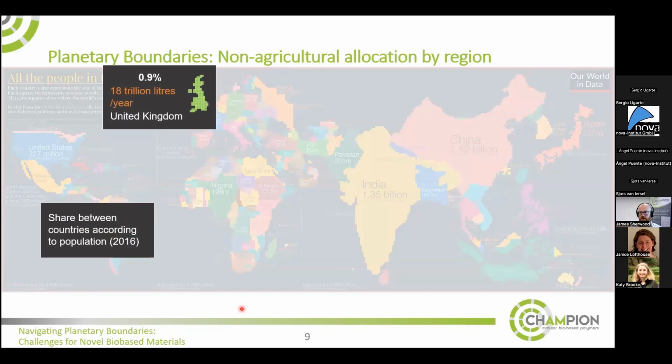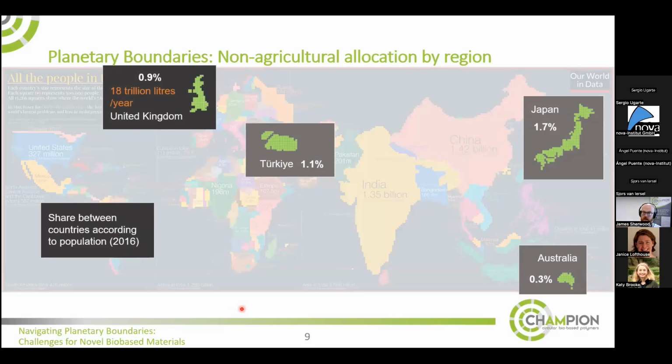So our reserved water use that we can sustainably use is now down to 14 trillion litres a year for the United Kingdom, for non-agricultural purposes. Later on, I'll bring in some other countries as a comparison. It's Turkey, Japan, and Australia, and these are their relative sizes here.